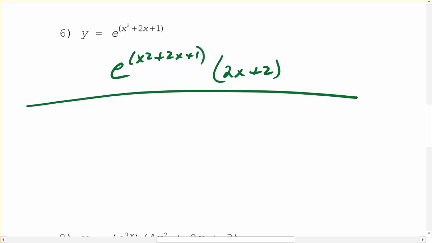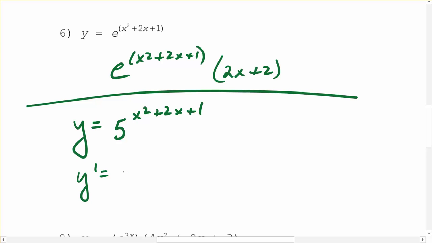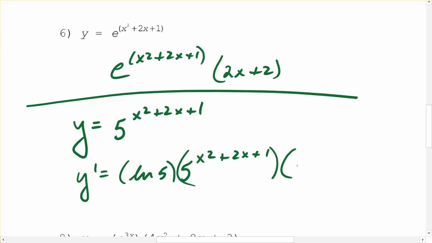Now I have a corollary to this. Let's add one small change. Let's say y is equal to 5 to the x squared plus 2x plus 1. What's this derivative going to be? Y prime is going to be what? ln 5 times 5 to the x squared plus 2x plus 1 times 2x plus 2. Yes. Do we have to use ln because it's not a constant? Well, there is an ln here, but what's right here? ln e. What is that? 1. We've been dropping that because it's just 1.